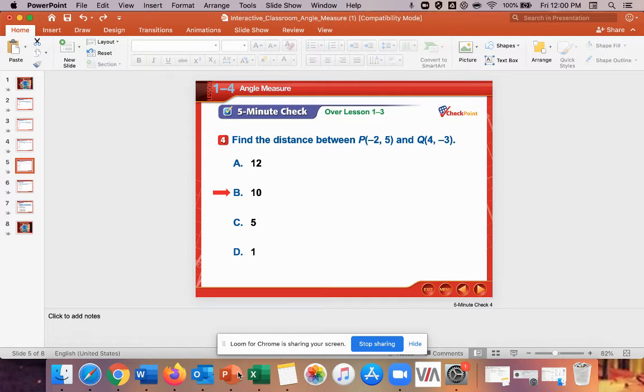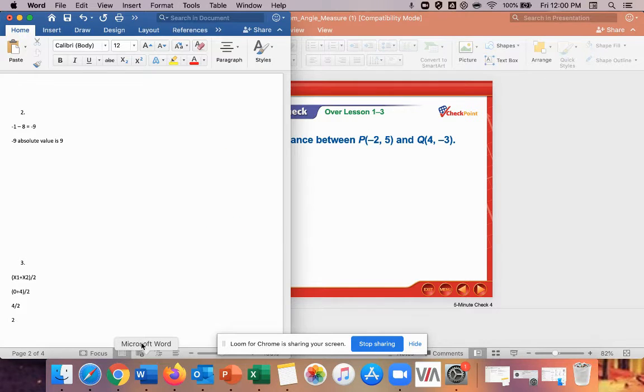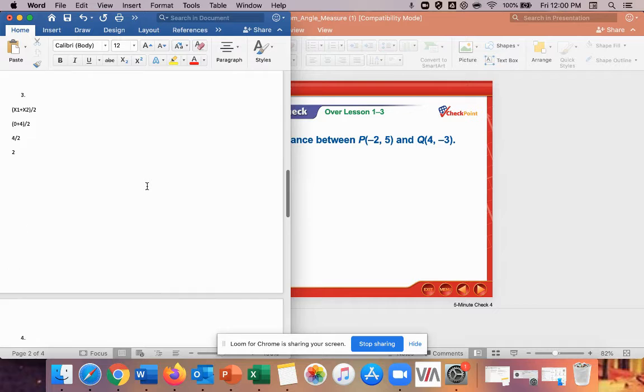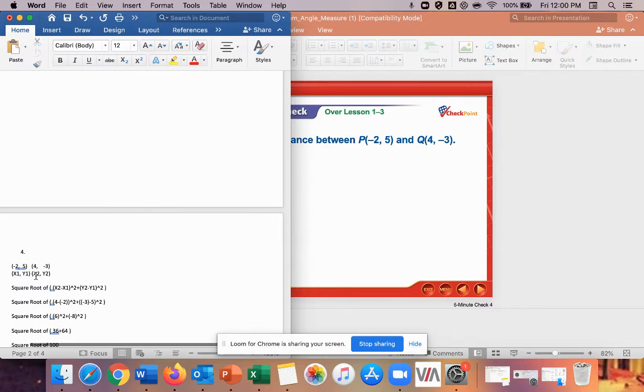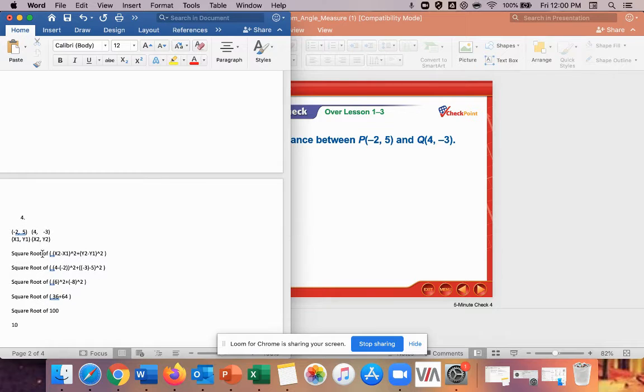For number 4, we're trying to find the distance between (-2, 5) and (4, -3). So I made them my x1, y1 and my x2, y2. And this is the formula: square root of (x2 minus x1) squared plus (y2 minus y1) squared. I wrote "square root of" because I don't have a square root symbol in here, at least I don't know how to make one, which is a bummer. So I just rolled with it.